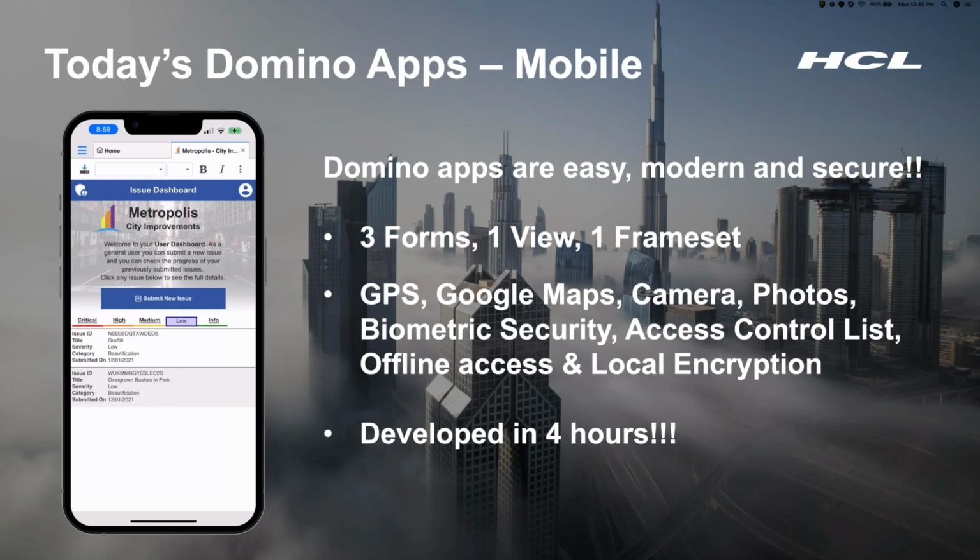But let's look at the achievements. With those 5 design elements, you were able to achieve GPS, Google Maps, camera, photos, and biometric security, because I don't know if you remember, but when I first opened the application, the first thing you saw was my iPhone doing my face recognition authentication protocol. So I was able to access the application, access control list, offline access, local encryption, everything in just 4 hours.